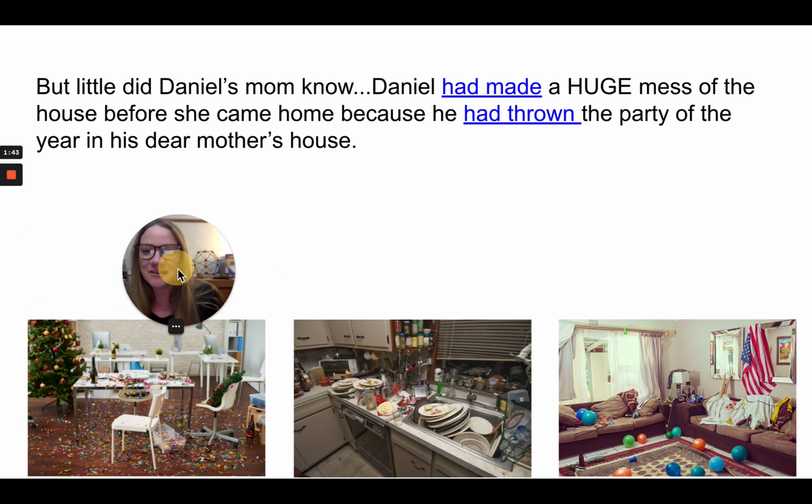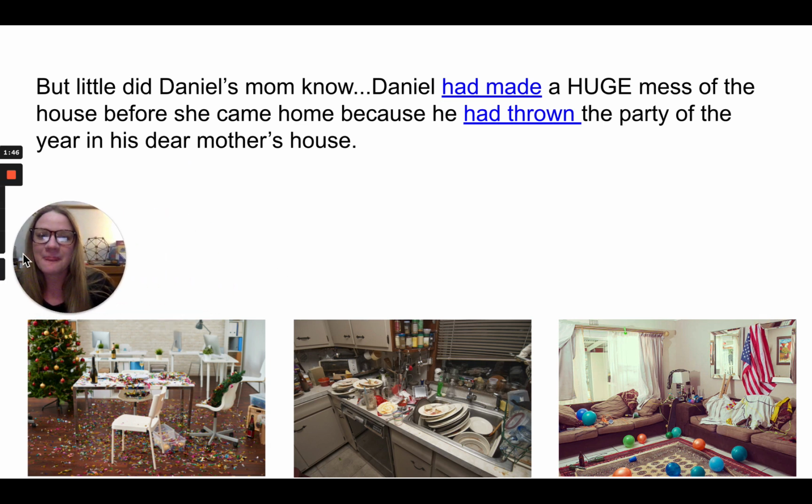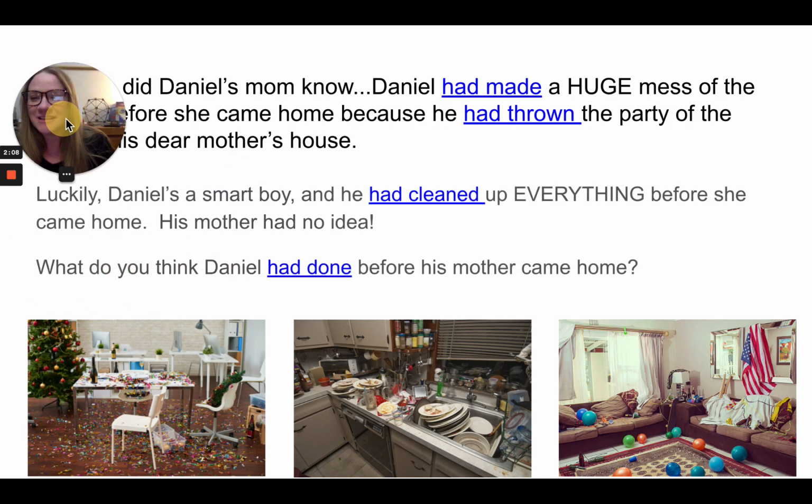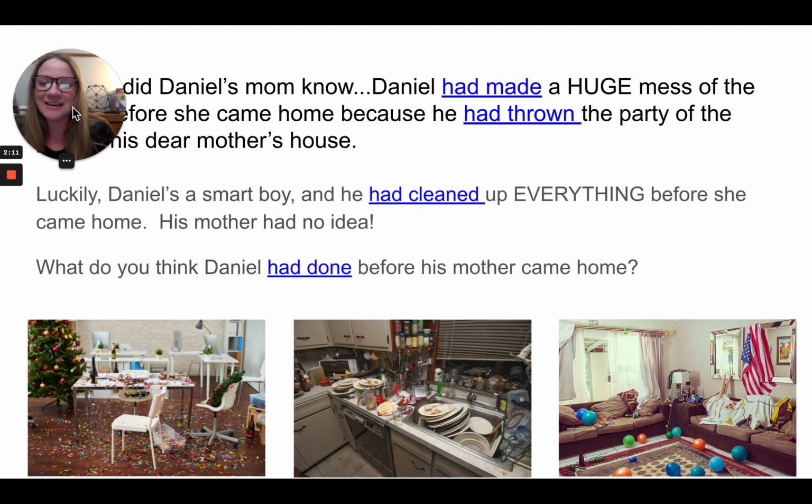So little did Daniel's mom know when she came home that Daniel had made a huge mess of the house before she came home because he had thrown the party of the year in his dear mother's house. We can see at the bottom all of the pictures of the morning after the party, right? Luckily, Daniel is a smart boy, and he had cleaned up everything before his mom came home. So his mother had no idea that he had thrown this huge party.